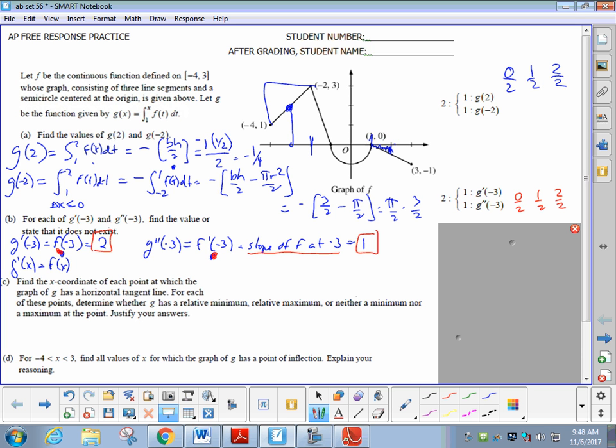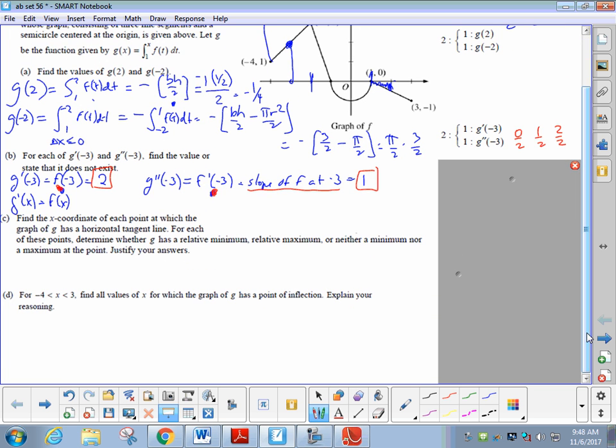Okay, let's see how this one went. Find the points at which G has a horizontal tangent, and at each of those points determine max, min, or neither. Where does a function have a horizontal tangent? Where the derivative equals 0. So you should have started by saying G prime, connected to F, equals F equals 0 at, and at where? There. Now, I'm just reading the F graph, right? Those 2 points. So -1 and 1.